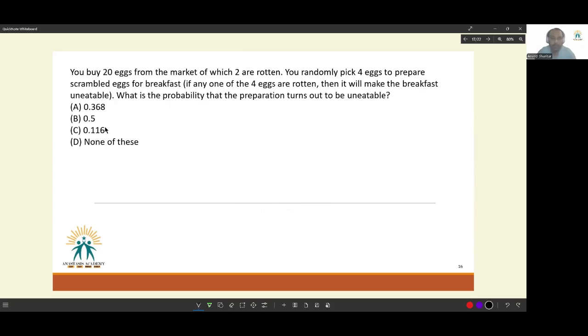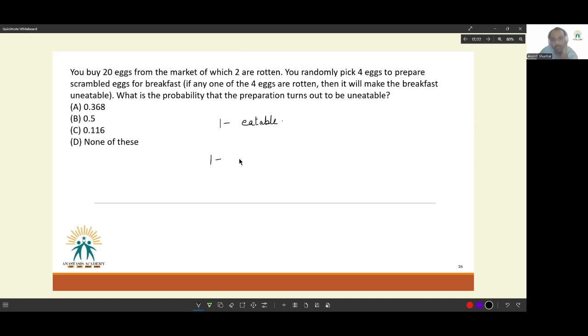Okay, next. You buy 20 eggs from the market, of which 2 are rotten. You randomly pick 4 eggs to prepare scrambled eggs for breakfast. If any one of the 4 eggs is rotten, then it will make the breakfast uneatable. What is the probability that the breakfast turns out to be uneatable? Okay. So we again do 1 minus eatable breakfast.